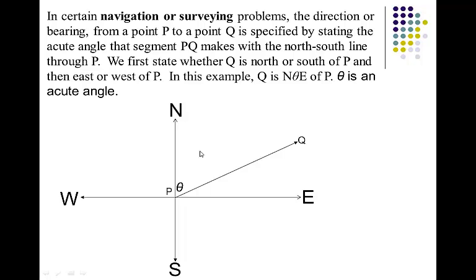We always start with north or south. We always have an acute angle, and we always finish with east-west. We would never say east-north. We always say northeast or northwest, southeast or southwest.